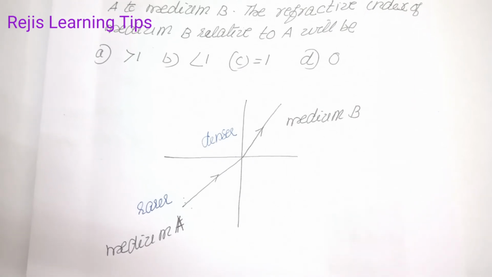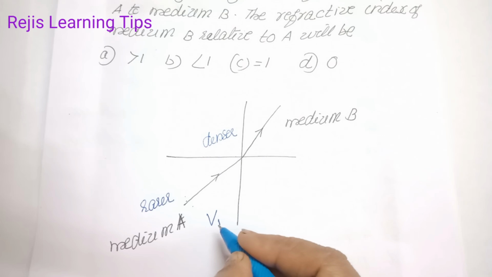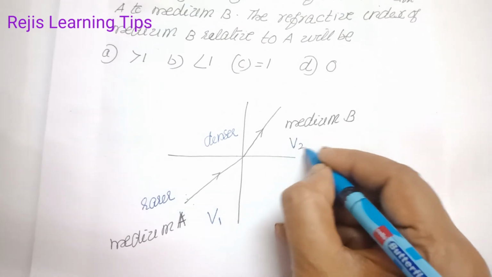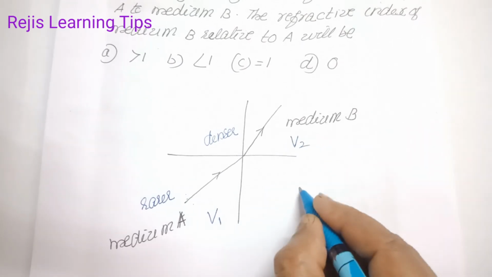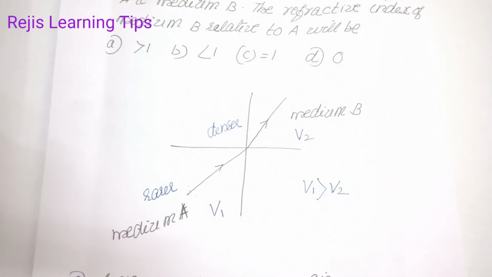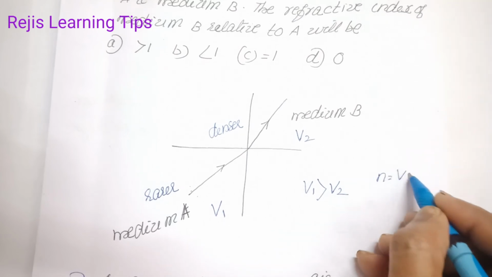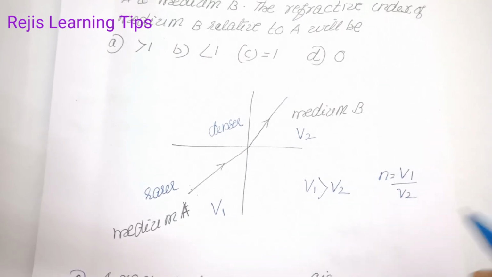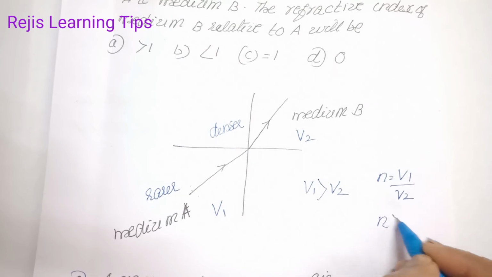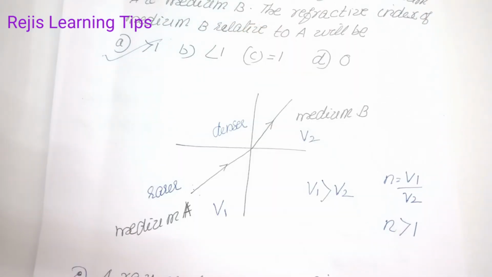Speed of light in the rarer medium is v1, and speed of light in the denser medium is v2. So here v1 is greater than v2. Since v1 is greater than v2, n is equal to v1 by v2, so n is always greater than 1. So our option is A, greater than 1.